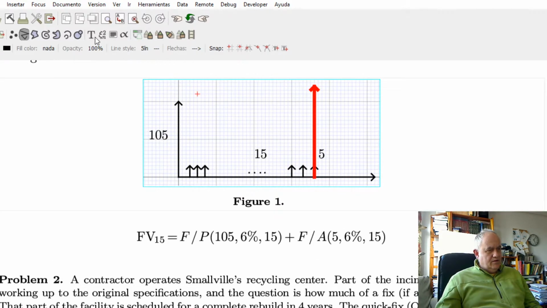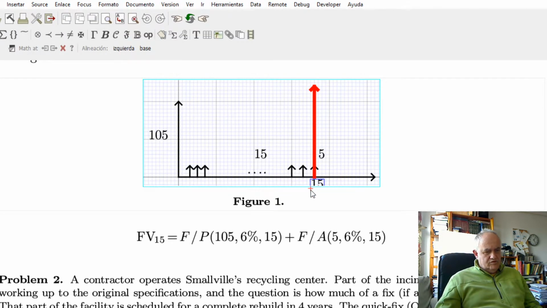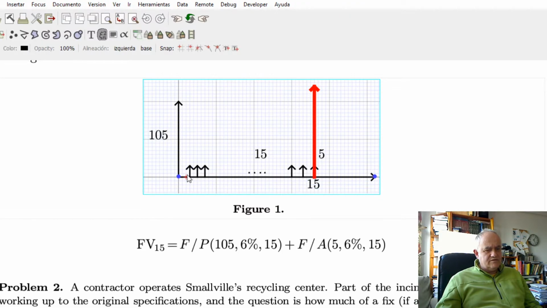Okay, and this is equal to 15. So now we have 10 repetitions of this amount every 15 years. So what is the present worth of this amount?